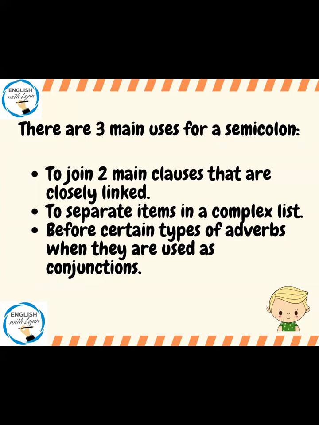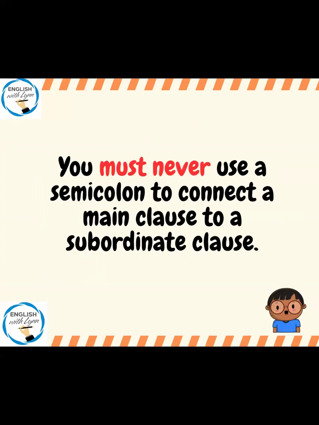Now, a big warning. You must never, ever, ever use a semicolon to link a main clause with a subordinate clause, okay? Whenever you are using semicolons to link things, it is always two main clauses, okay? So make sure you are not using semicolons if you have a subordinating conjunction. All right, so that is just a word of warning there. So let's look at those three reasons in a little bit more detail.